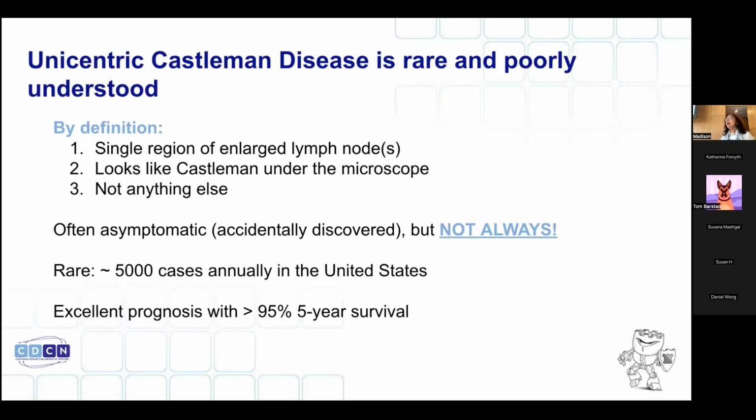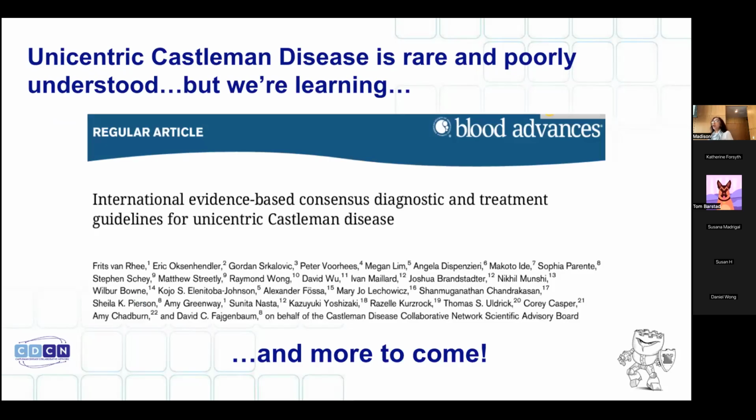It's rare. It's considered an orphan disease. There are about 5,000 cases annually in the United States. The majority are not reporting themselves to us in the registry. But the good news is that most patients with unicentric Castleman's disease do very, very well. Okay. So we're trying to learn more.